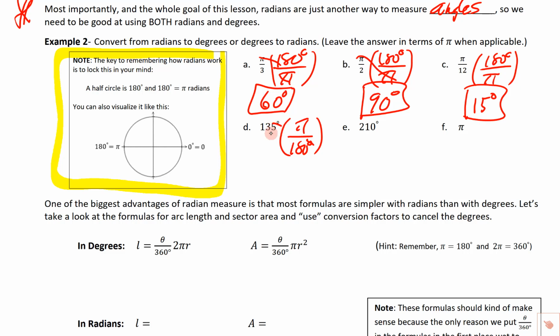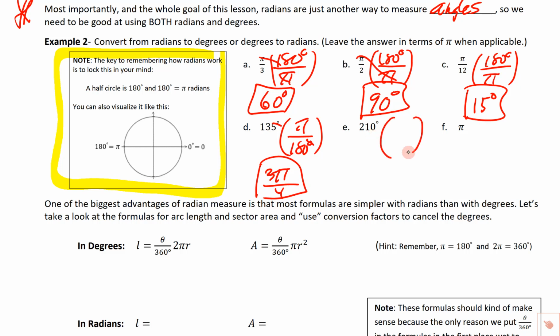So 135 divided by 180, I'd get used to this. Do it on your calculator if you need to. What fraction is it? 3/4. 0.75 or 3/4. So we say 3 pi fourths.